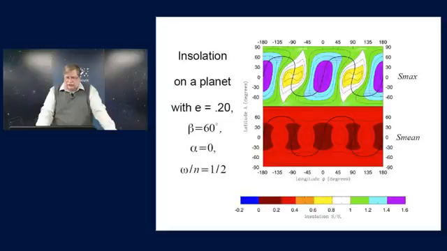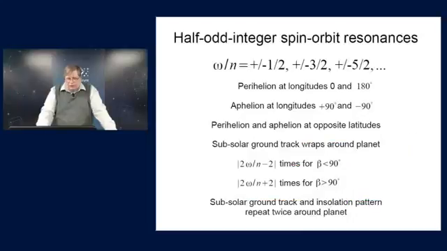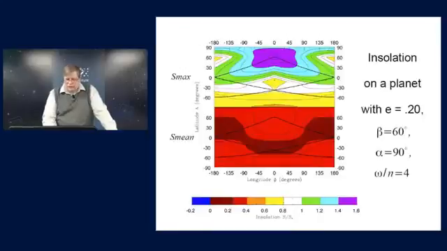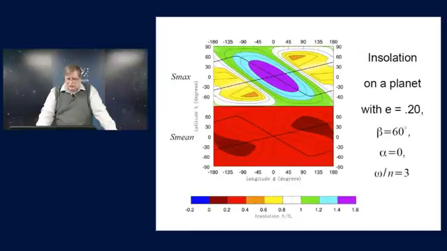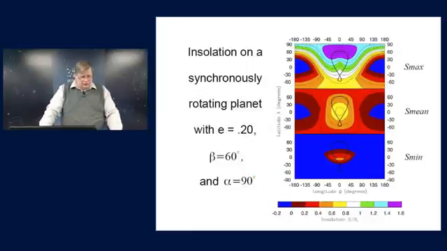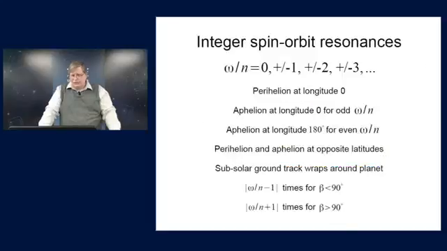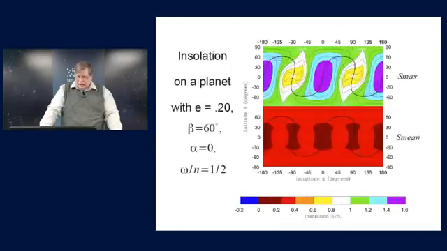Well, okay, how about those integer resonances? Well, we'll just run back through them very quickly. Well, no, it's not happening here. Notice that the northern and southern hemispheres are different in all these plots. As we go through, it remains true. In fact, for all of the integer resonances, it's not true. So we have this interesting phenomenon that for the half-odd integer resonances, the mean insolation is symmetrical between the northern and southern hemispheres.